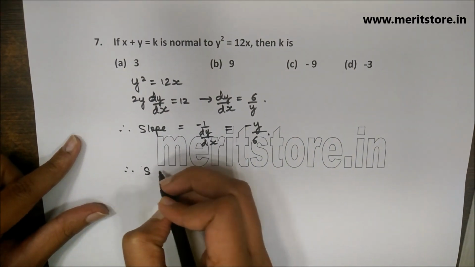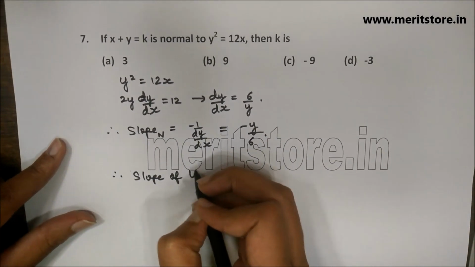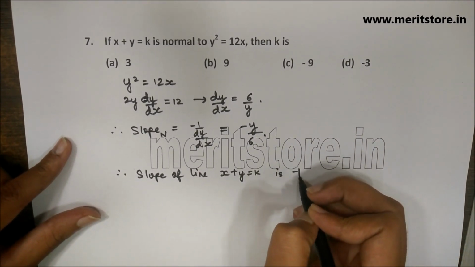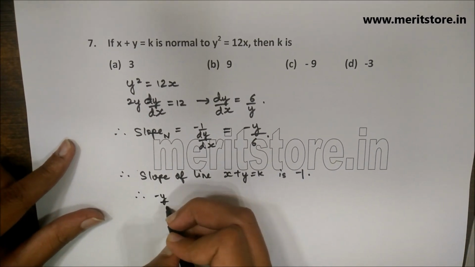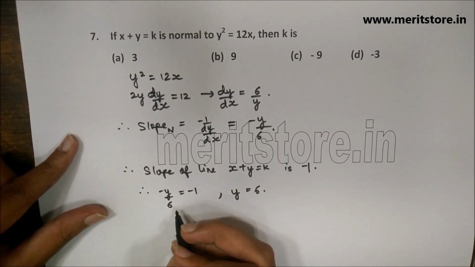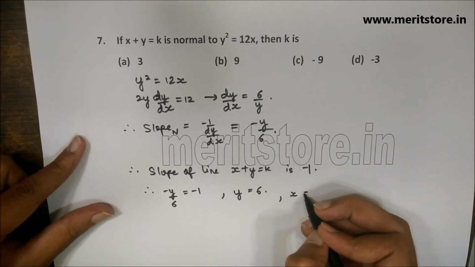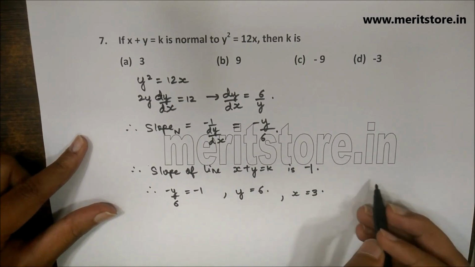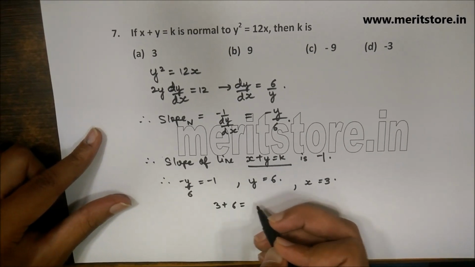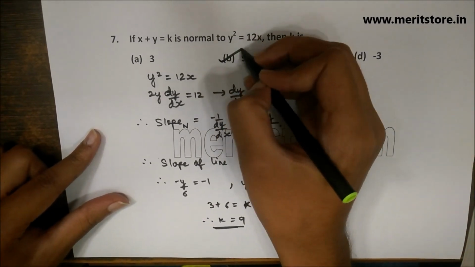This is the slope of the normal. The slope of the line x plus y equal to k is minus 1. Therefore, minus y upon 6 is equal to minus 1 and y is equal to 6. From y equal to 6, by substituting the value in this, we can get x is equal to 3. Putting both these values in this equation, 3 plus 6 is equal to k. Therefore, k is equal to 9. Option B is the correct option.